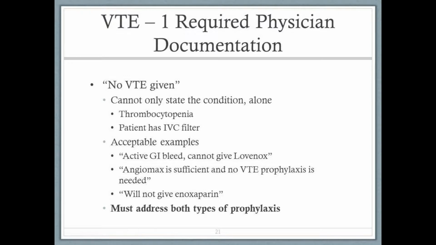Some more documentation information for you. When the physician decides not to give VTE prophylaxis, that's fine. However, there are certain requirements that are mandated by CMS and the Joint Commission. You can't just state the diagnosis, such as thrombocytopenia, IVC filter. It's got to be a little bit more in depth. So, for instance, the patient has an active GI bleed and Lovenox is contraindicated. Something to that extent, so that when they abstract the data, they know that these patients were not given VTE prophylaxis for a reason, and patients will fall out. And when this is being done and documented in the medical records, you have to document both types of prophylaxis, so mechanical as well as pharmacologic.